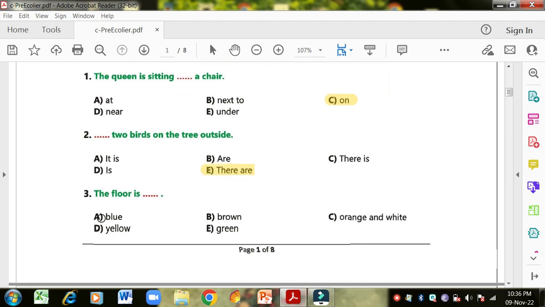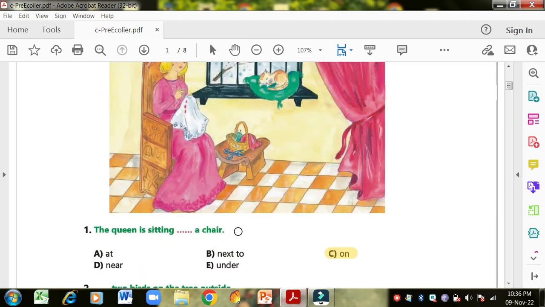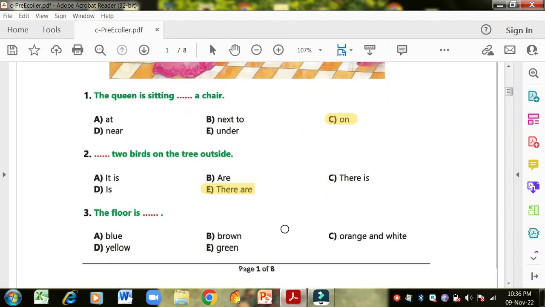Okay, now next, third: the floor is dash. See, blue, brown, orange and white, yellow or green. You can see that the floor is yellow and orange and white. So the correct option is C. C is the correct option. You have to circle it. That's how you have to solve the paper on your booklet.